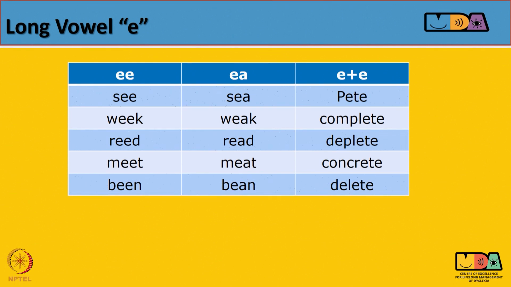We have also the magic E, the E plus E group of words. Now, this magic E plus E, very few will be in single syllable. Most of it will be the end syllable of the word, like in words like complete, deplete, concrete, delete. One word we have which is a single syllable word is Pete, which is a short form for the name Peter, but those are rare. Commonly, words would be words that come as 2 syllables or more, and you will find that the magic E syllable comes at the end of the word.